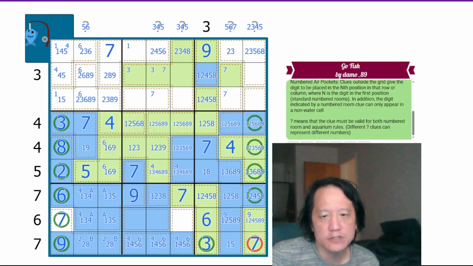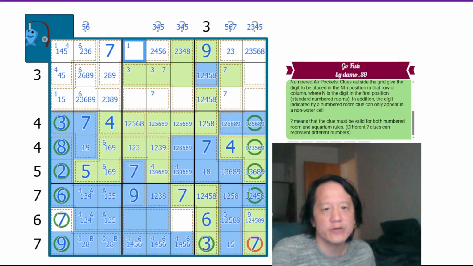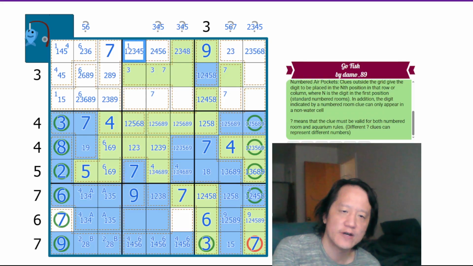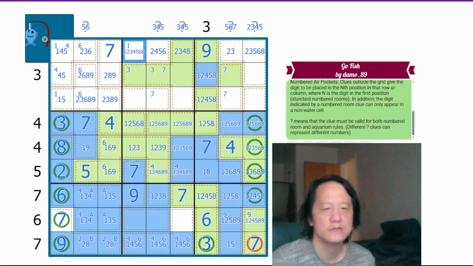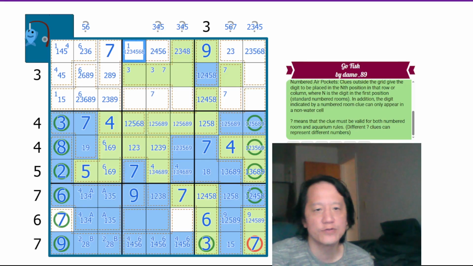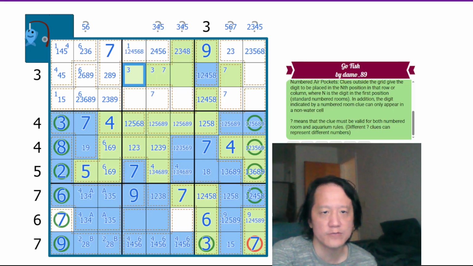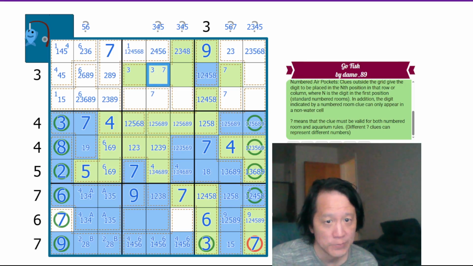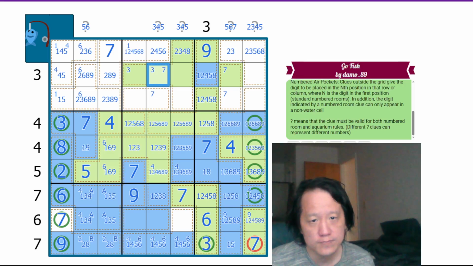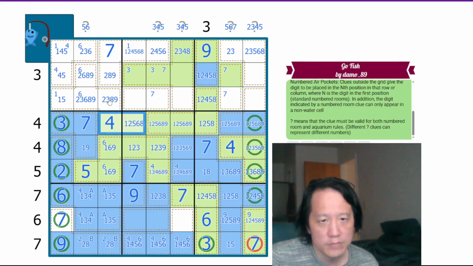Remaining digits in this cell here to be 1, 2, 3, 4, 5, 6, or 8. No 3 here, because we have a guaranteed 3 in one of those 2 cells. These are all air, so therefore all of these must be air.